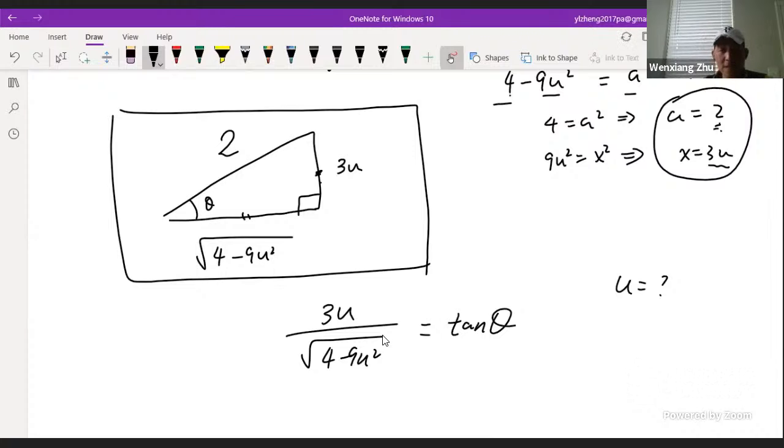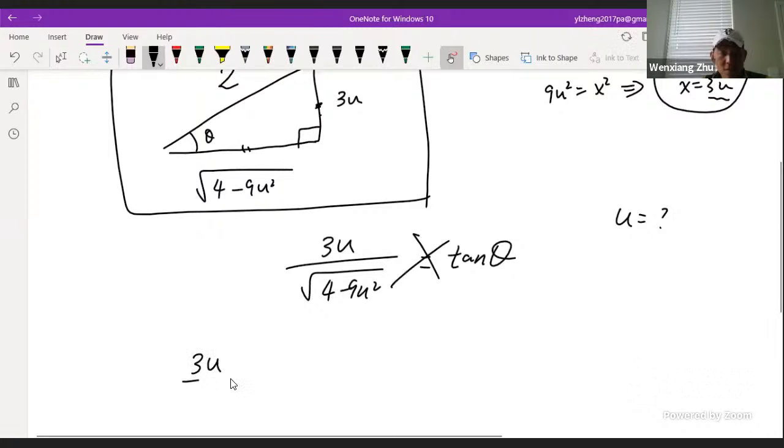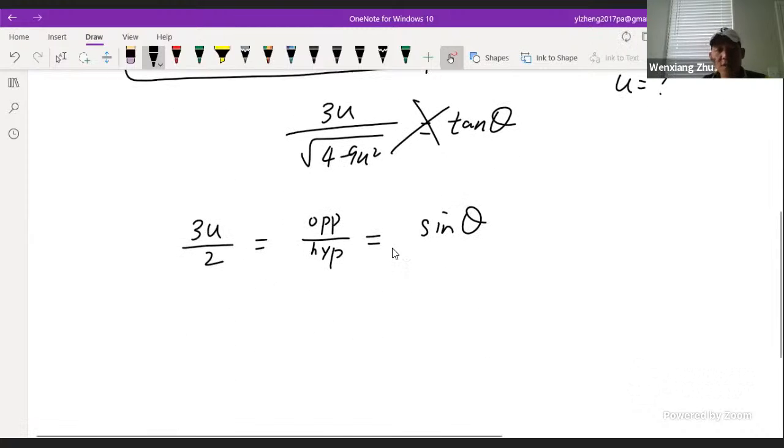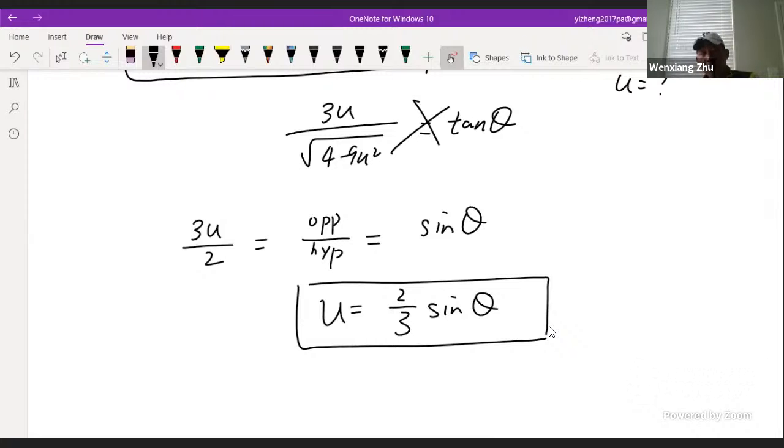So you want to choose the best trigonometric function such that you can solve for u very easily. I think the best one is 3u over 2, because that's the opposite over the hypotenuse, and that gives me sine theta. Once you have this trigonometric function, you want to solve for u in terms of theta. So you multiply both sides by the reciprocal of 3/2, and you get u equal to 2/3 sine theta. Does that make sense? This is my thought process, this is how I learned to come up with the right trigonometric substitution.